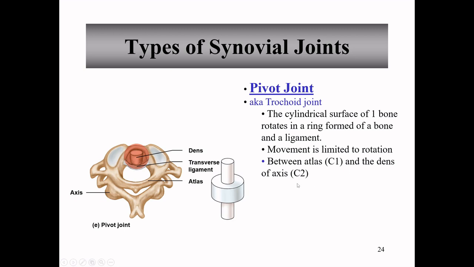Now, how I remember the pivot joint or the trochoid joint is a little out there, but just bear with me. Because our example of this is atlas and axis, C1 and C2, I always think of you want to choke them in the trochoid. Choke them in the trochoid. And you kind of grab the top of your neck there. That lets me remember C1, C2 is what we're talking about. And as soon as I think C1, C2, I'm thinking, oh, rotation. So movement is limited to only rotation. It's the only thing we can do at a pivot or a trochoid joint.